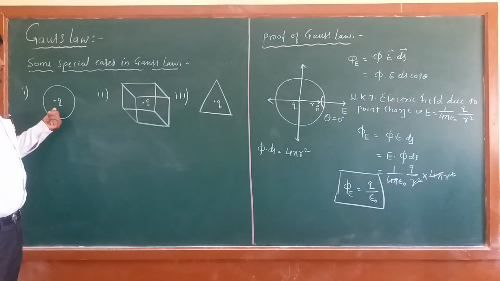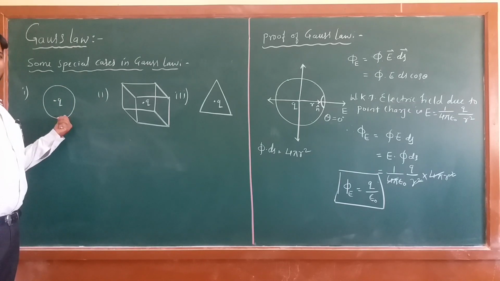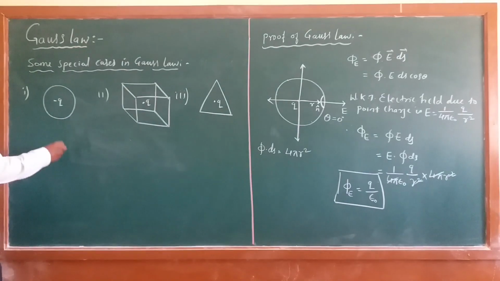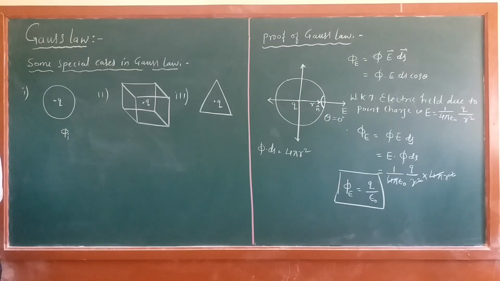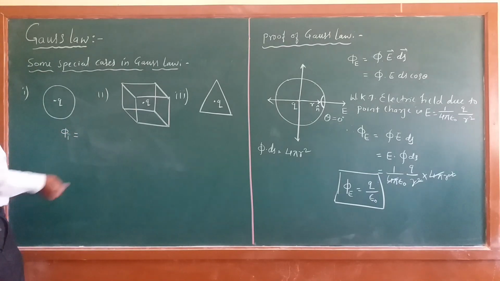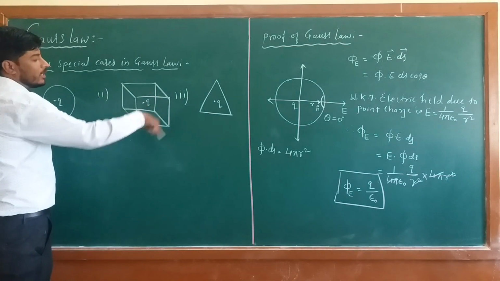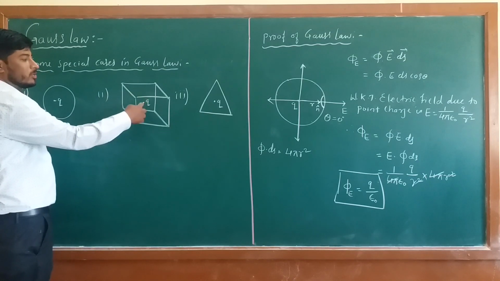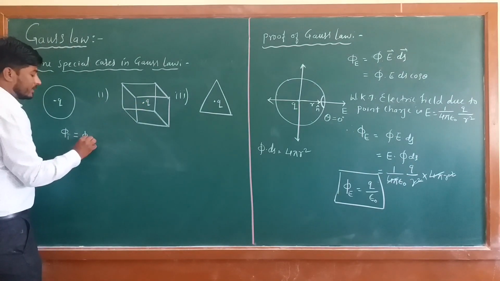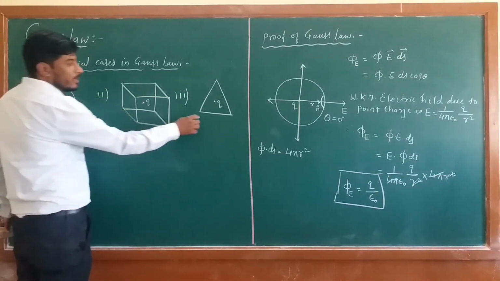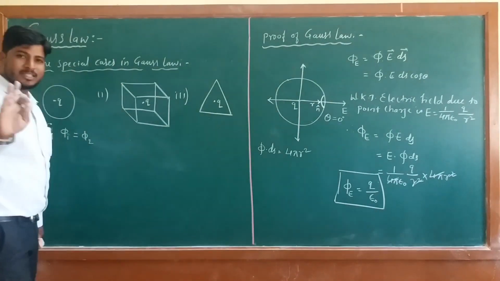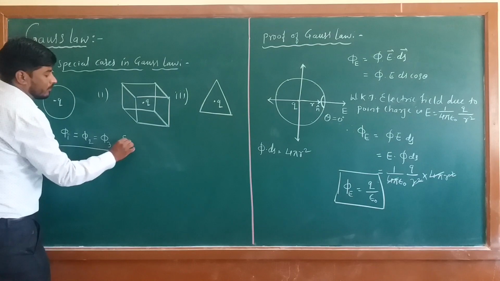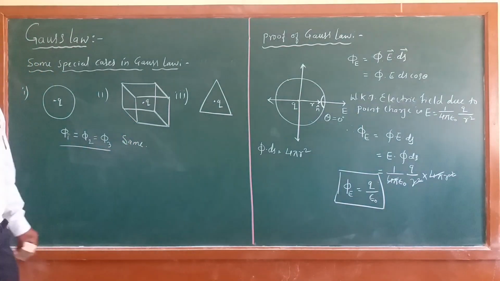See here, in the first case, there is a spherical surface. This spherical surface encloses charge Q, so the electric flux is phi1. And the second also encloses only the charge Q, so the flux is the same. In the third case, this also encloses the same charge. That is why in all three cases the flux is the same.